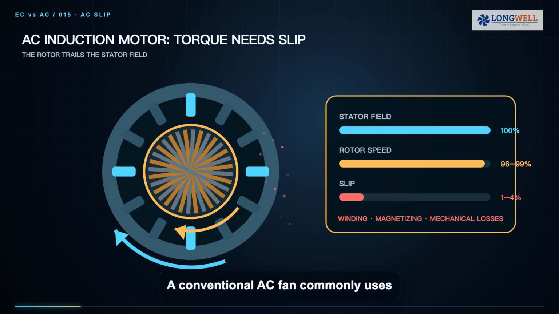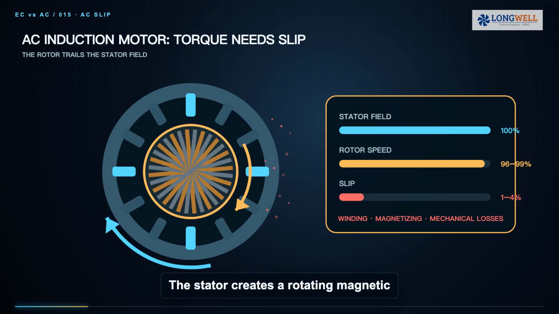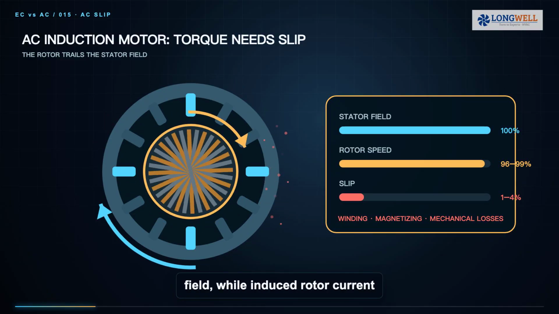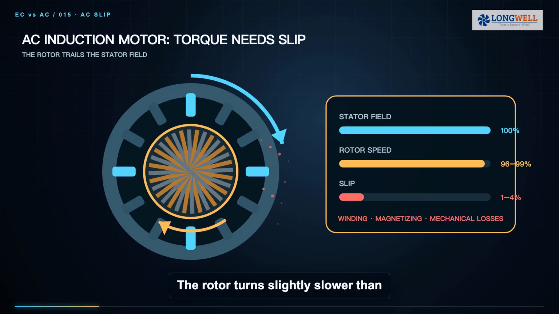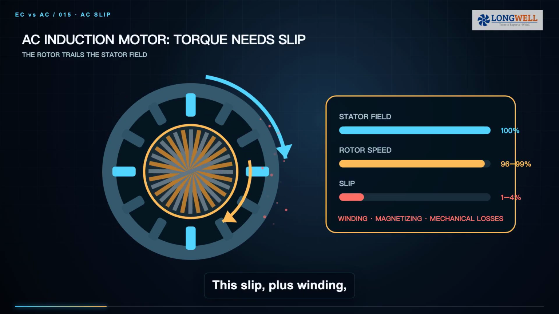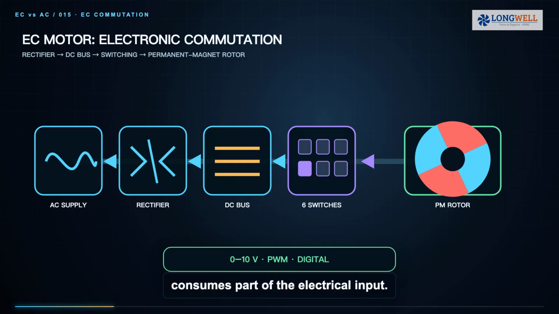A conventional AC fan commonly uses an induction motor. The stator creates a rotating magnetic field, while induced rotor current produces torque. The rotor turns slightly slower than that field. This slip, plus winding, magnetizing, and mechanical losses, consumes part of the electrical input.